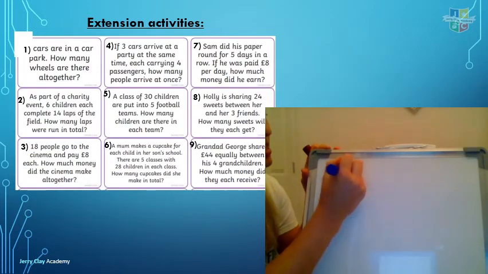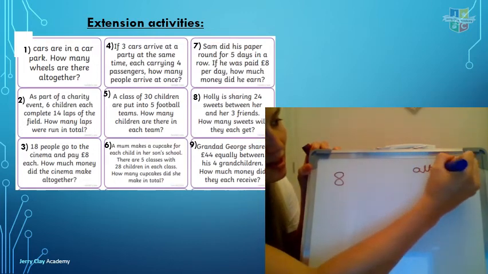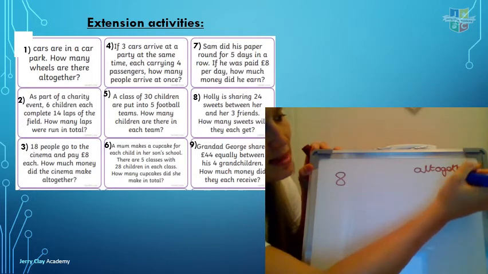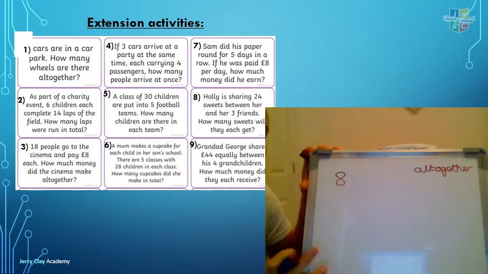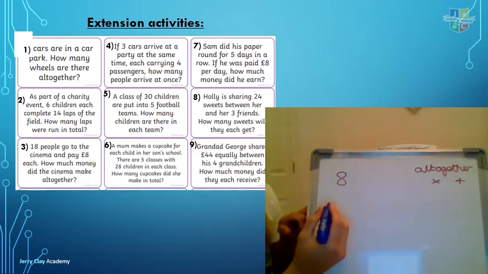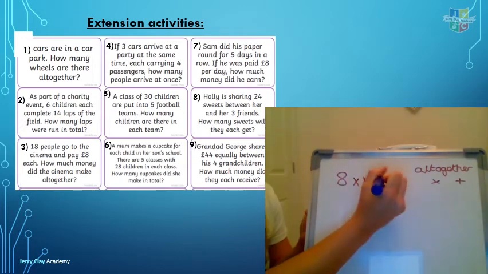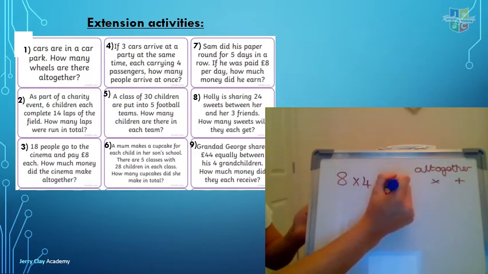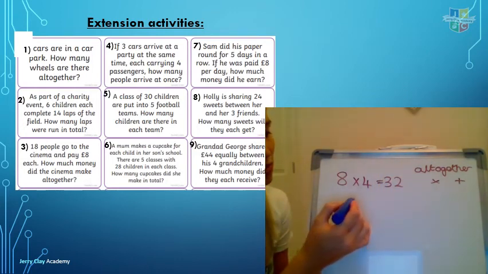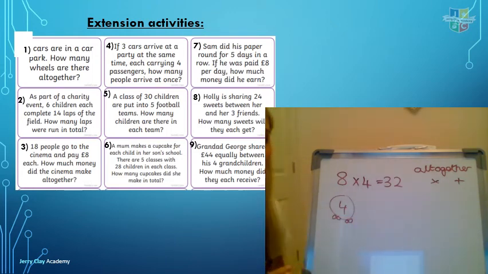So for the first one, it's saying that there are 8 cars in a car park, and I want to know how many wheels altogether. So if it's finding altogether, we want to find the bigger number, so we're going to be either multiplying or adding, because they're going to find the biggest numbers. Now, if there's 8 cars and each car has got 4 wheels, we want to know how many wheels. We can do 8 times 4, which is 32. You could have as well drawn cars or circles to show cars, and you could have found how many wheels would be on each as well.